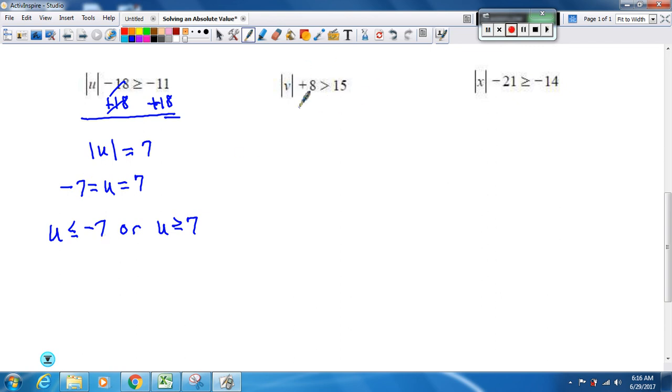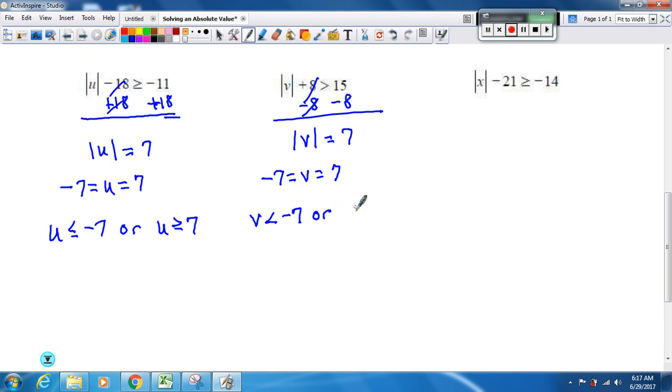This next one, I'm going to subtract 8 from both sides so that my absolute value symbol is isolated. So I get the absolute value of V equals 15 take away 8 is 7. So it's going to be negative 7 equals V equals 7. It's a greater situation. So this inequality is not underlined. So when you write them, you do not underline your inequality, but it is an or situation, so you're going to split them apart.